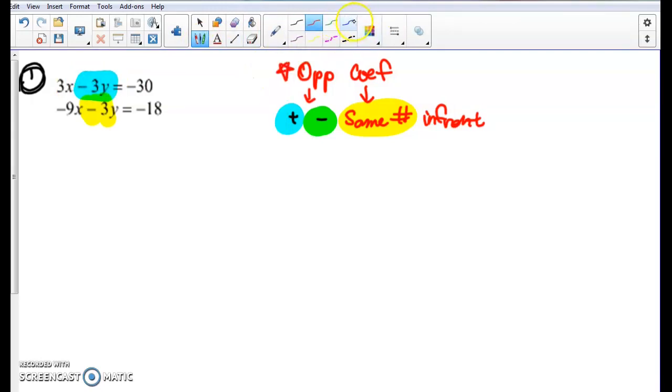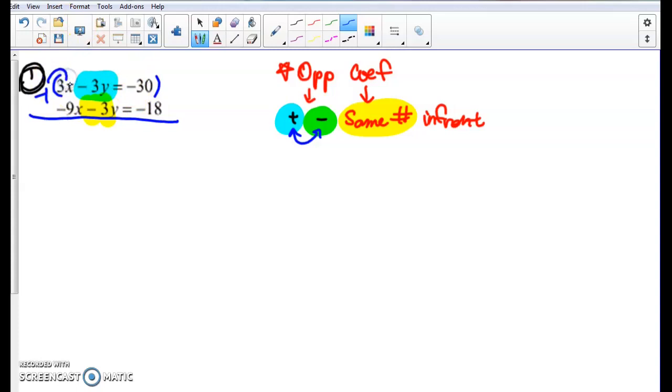Now here's the cool thing. You can multiply anything by a negative 1 to turn the sign to the other one. So for this one, we're going to go from a negative to a positive, so we multiply that top equation by a negative 1. I'm going to draw my line under these two, that way I know what my original 2 problems were. My 3x minus 3y equals negative 30, and my negative 9x minus 3y equals negative 18 were the original 2 problems. Now we're going to multiply this whole top equation by negative 1.